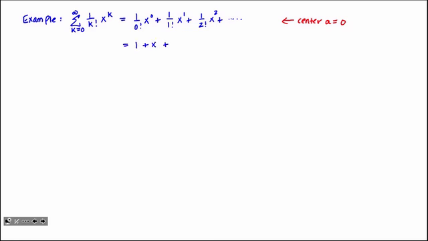So here's an example. The summation k goes from 0 to infinity, 1 over k factorial times x to the k. We can write out the terms as follows. And notice that our power series is centered at 0. Since 0 factorial is equal to 1, we can simplify a bit and get the power series 1 plus x plus 1 over 2 factorial times x squared, and so on. And notice we can see how our power series looks like an infinite degree polynomial.